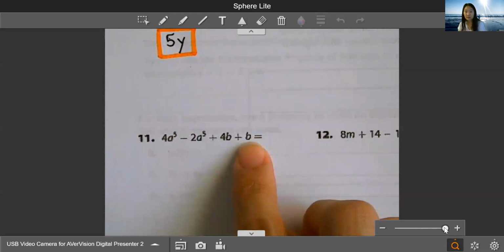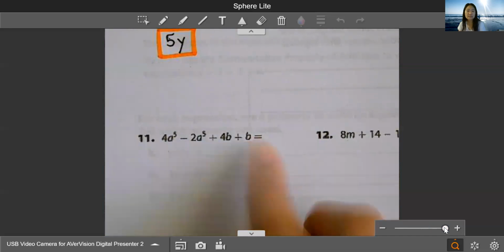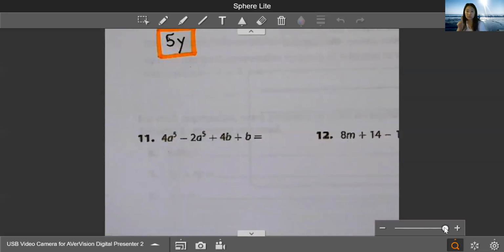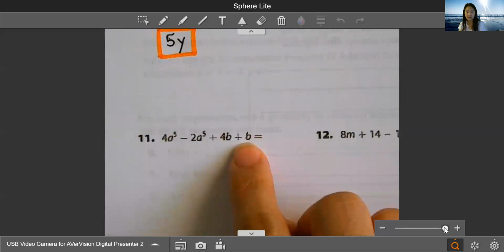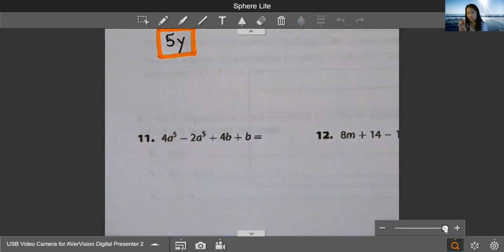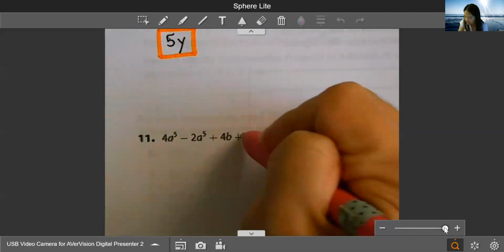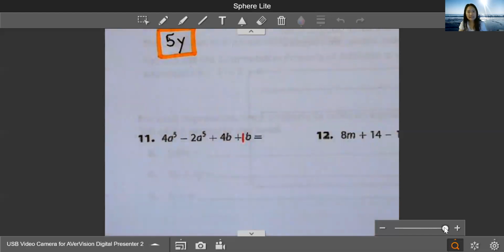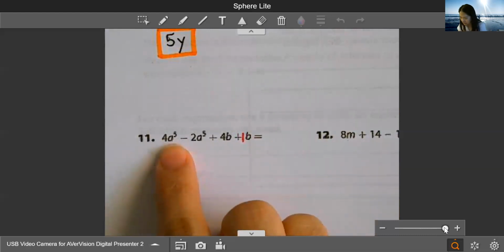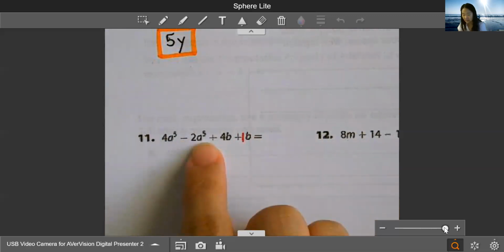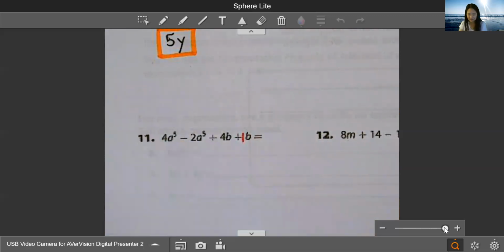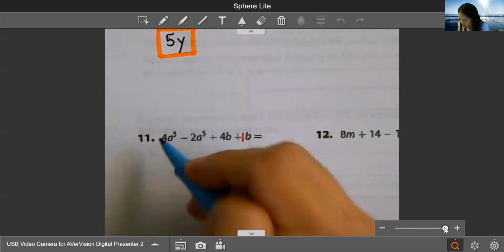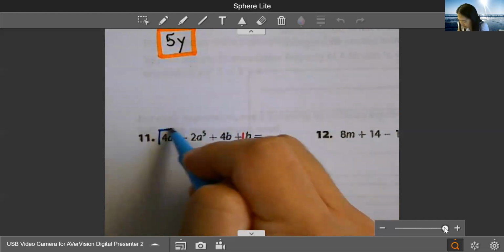And then remember, if you have a variable by itself, it means there's an invisible coefficient 1. So this is 1b, okay? In fact, I'm going to write that 1 here. All right, let's circle the coefficients. Let's circle the like terms. So I see that I have a to the 5th power here and a to the 5th power here. Those are like terms. So I am going to box them.